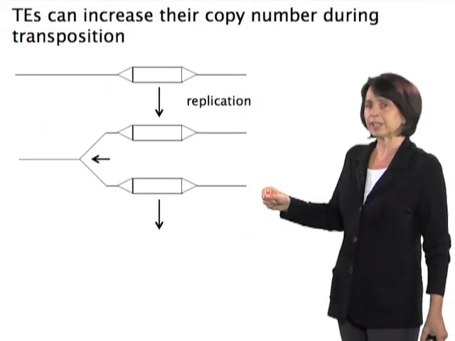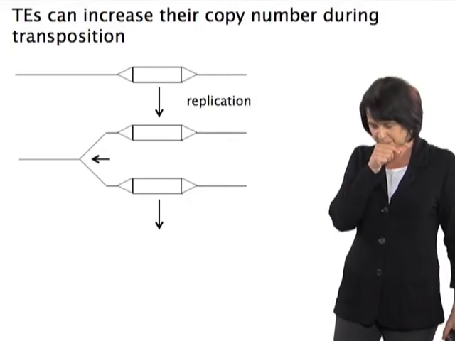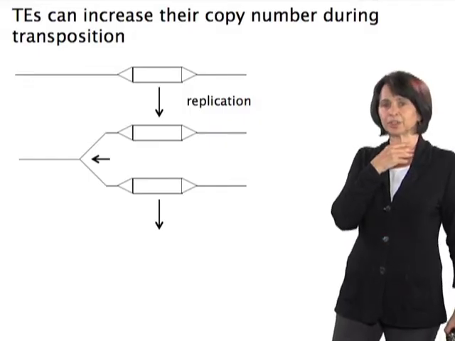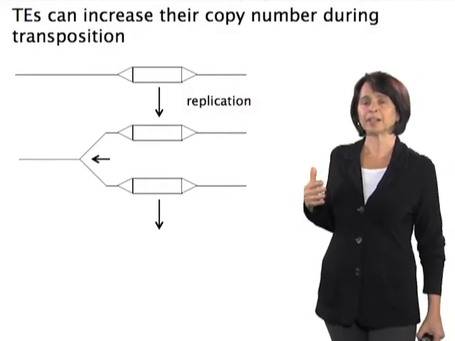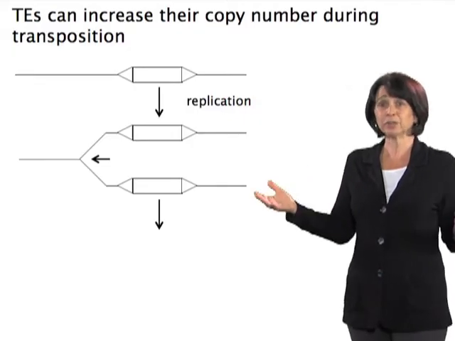What I want to do now is, in a few slides, take you through what I haven't explained to you. I've told you that there are multiple copies of transposable elements in the genome, but I haven't explained how a transposable element can increase its copy number. Because in fact, what I've told you is sort of the opposite.